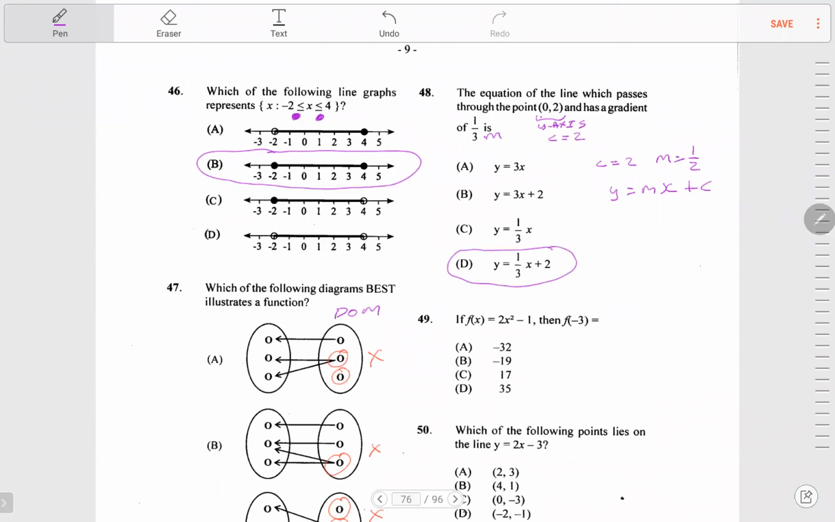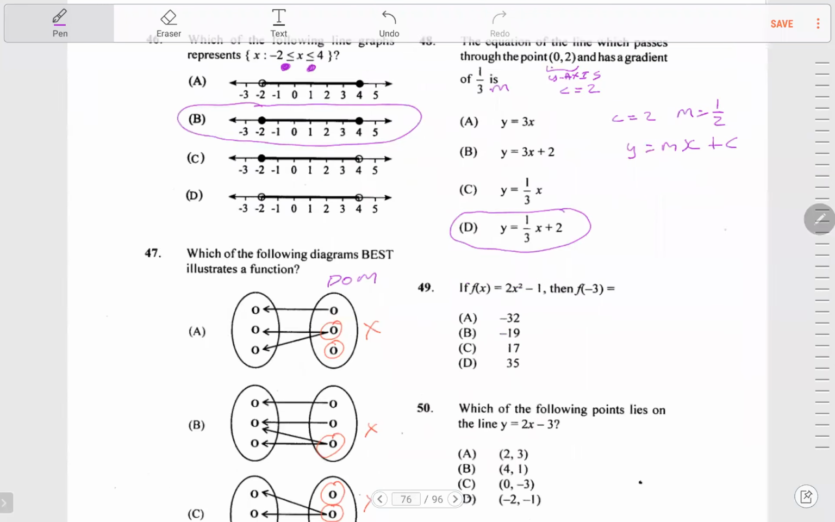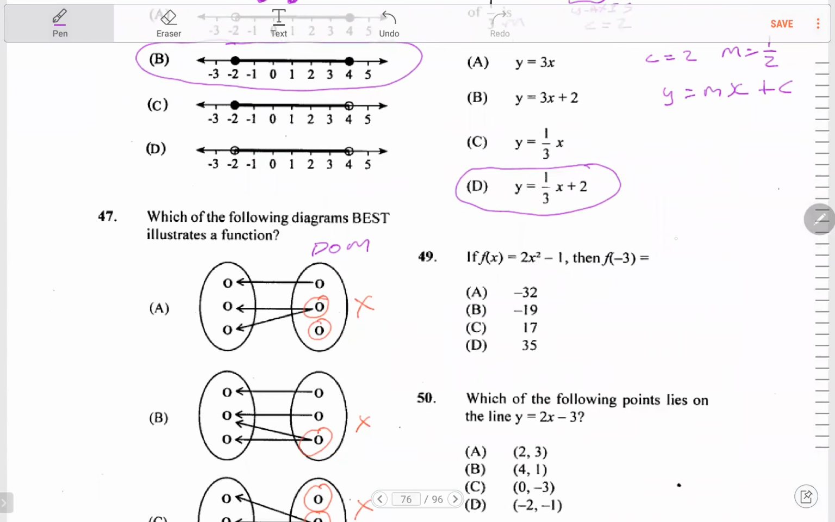Because the M is a third and the C is 2. All right, this one, we did this one before. F of negative 3 becomes 2 times negative 3 squared minus 1. Negative 3 squared is 9, so you get 2 times 9 minus 1. 2 times 9 is 18 minus 1, that is 17. You could do this question now for the 4th time.